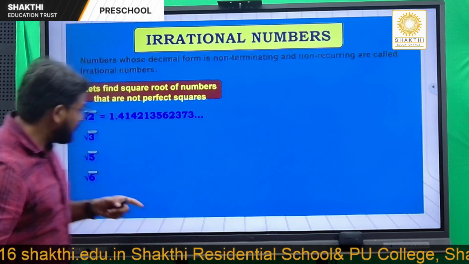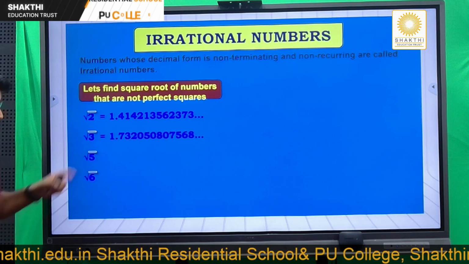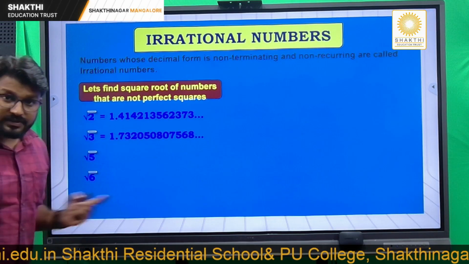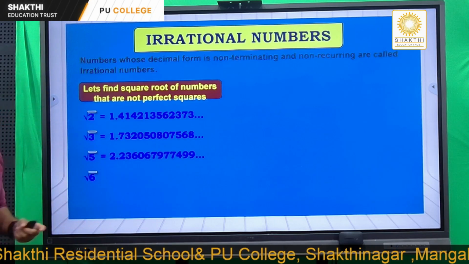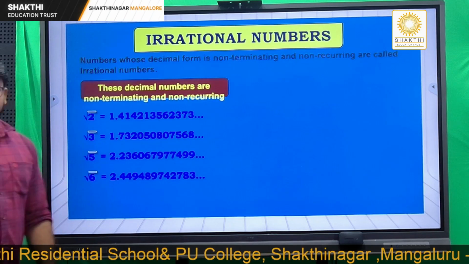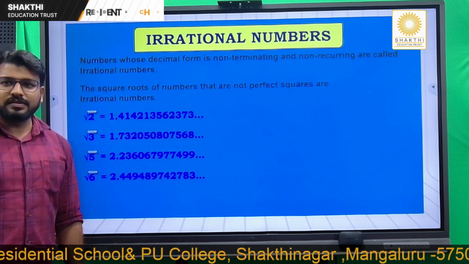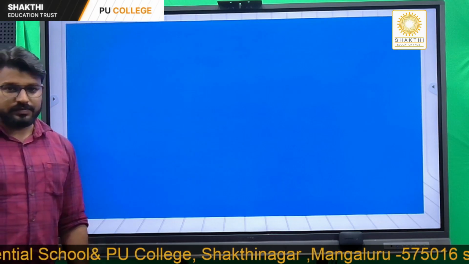How about the next one? Root 3. See the number, see the decimal. Is it? Yes, it is not. Exactly. Root 5, root 6, and so on. So these all are the numbers who are irrational numbers.